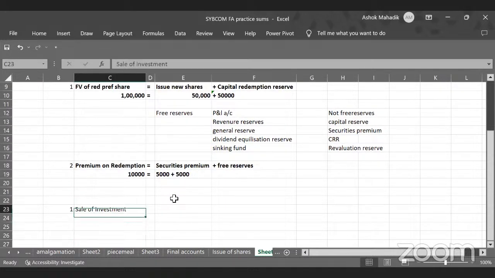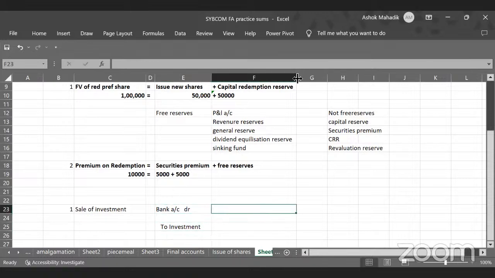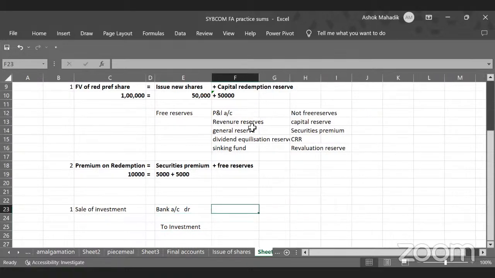So when you sell any investment, what comes in? Money. So you will debit bank account. Clear? And what is going out? Investment. So to investment. Clear? Very simple entry. If you have sold investment worth rupees 10,000 for 10,000, then in debit it will be 10,000 and in credit also it will be 10,000. Clear? Very simple. That investment is sold at par.